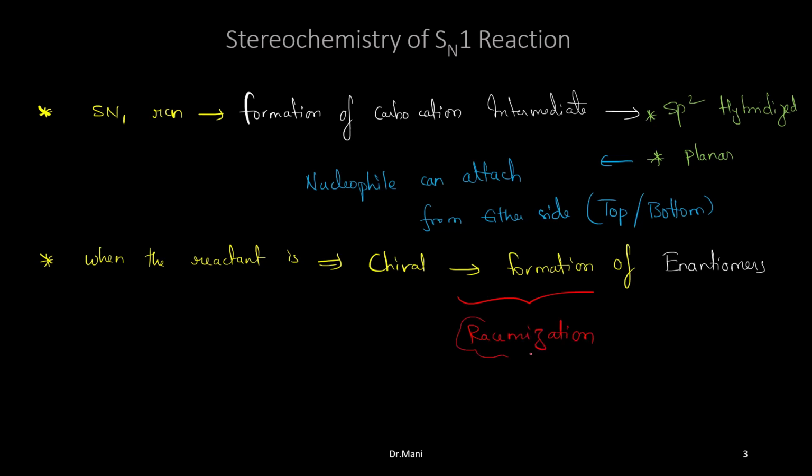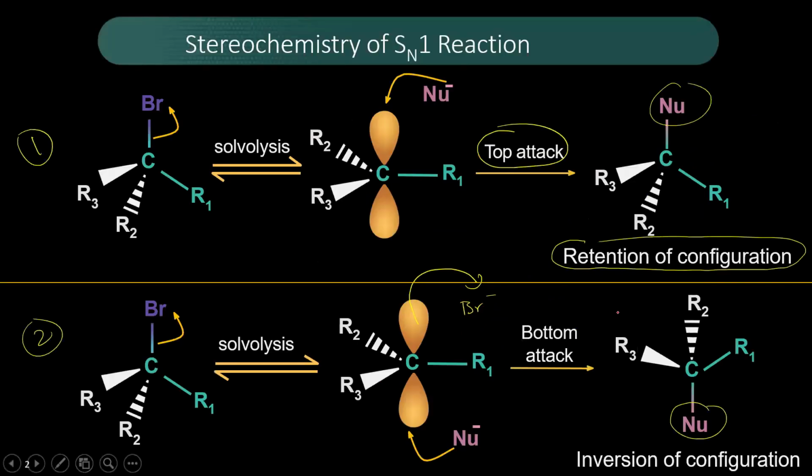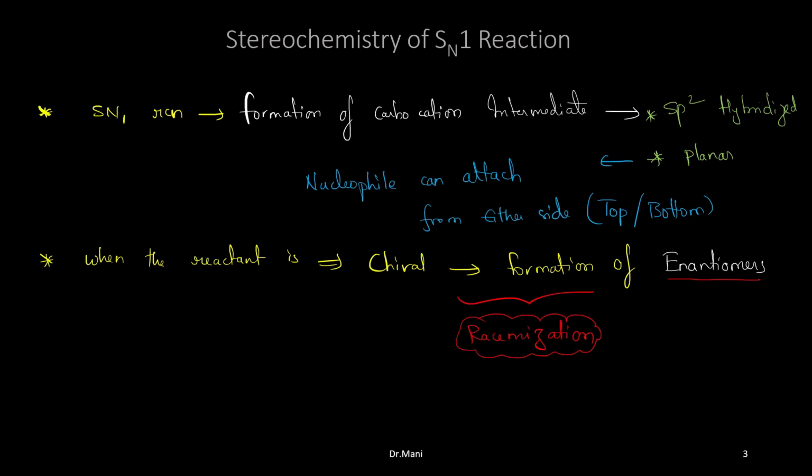Okay, so what is the meaning of racemization? When the reactant is chiral, the nucleophile can attack from the top or the bottom, so you will finally get two different kinds of structures. These two different structures we call enantiomers, and this property is called racemization. You can see here, this is the first structure and this is the second structure. One is inverted, the other one is retained the same way. So this we call racemization.